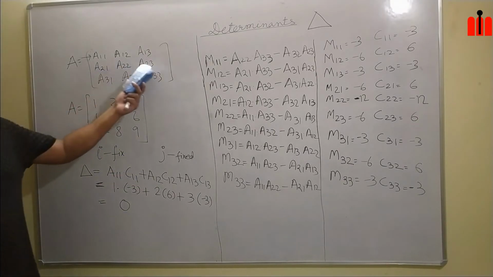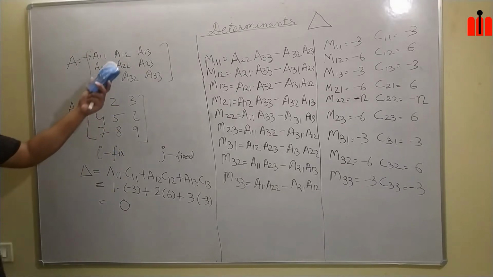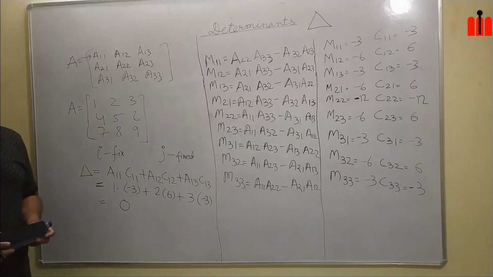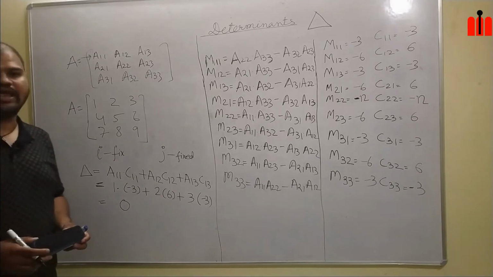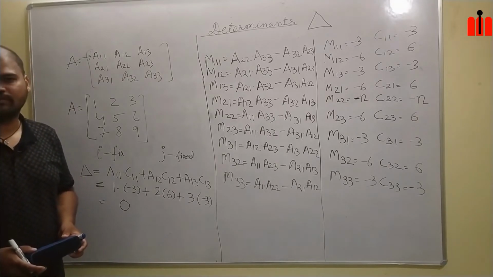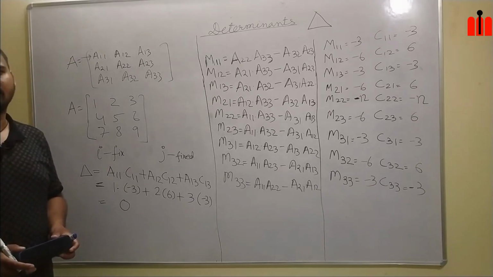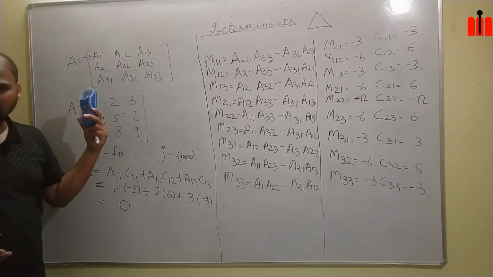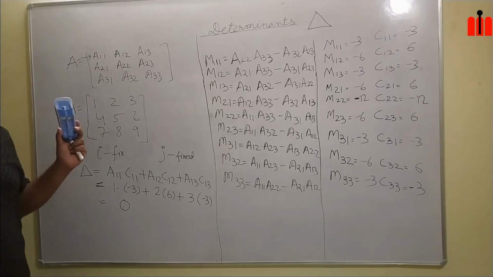You try expanding through any other rows or through columns also. Suppose I am expanding through the second column. Then my determinant will be A12 C12 plus A22 C22 plus A32 C32. So that is my determinant if I expand through the second column. You can expand through any of the rows and any of the columns, and you will get the same value of the determinant.